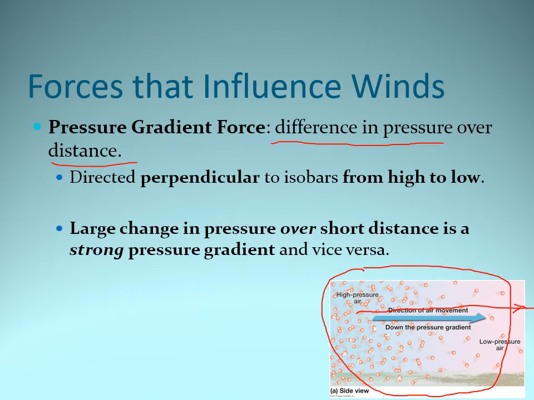If we have a large change of pressure over a short distance, we can have very strong winds and a strong pressure gradient. This is the ultimate force that causes wind. We do have other forces that we're going to talk about, but this must be here in order to have wind. If we do not have a change in pressure over a distance, we will not have wind.